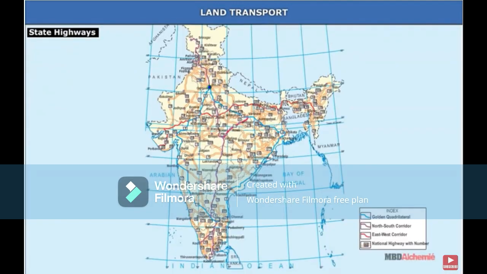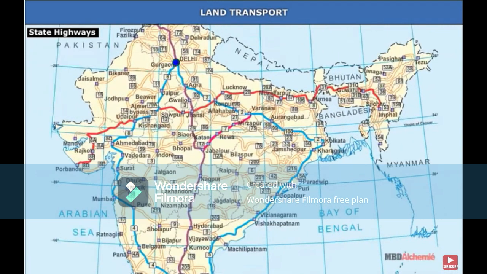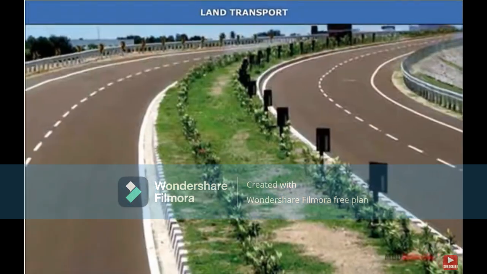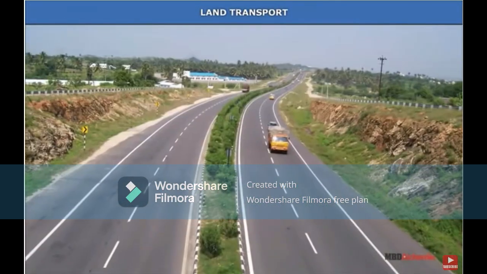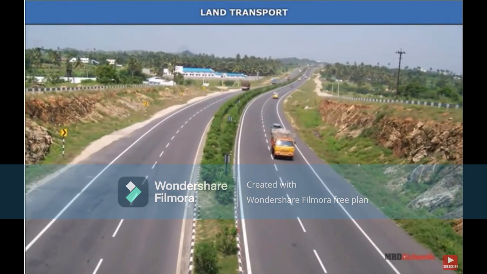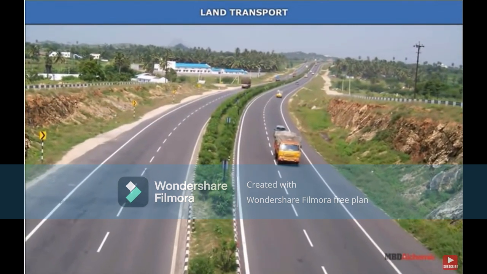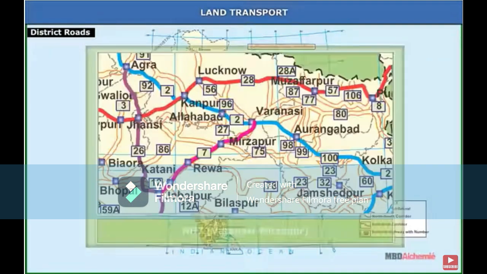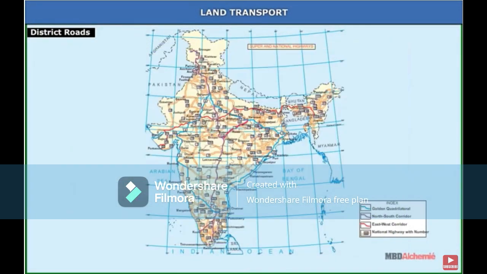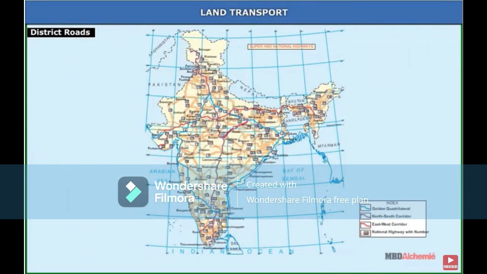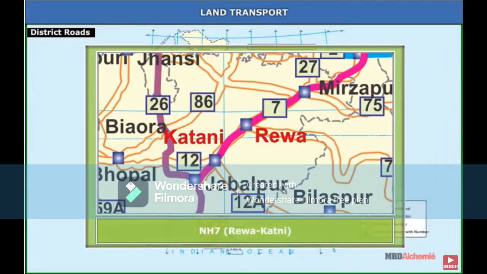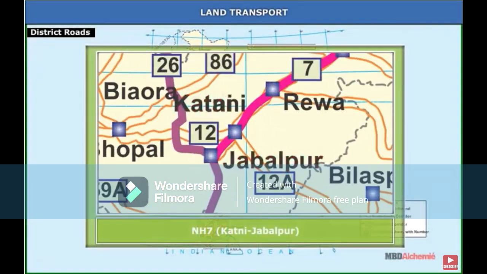Land transport. State highways. The state highways join state capitals with district headquarters. In addition, there are village roads which connect villages with neighboring towns. The Border Roads Organization constructs and maintains the border roads. Land transport. District roads. These roads link the villages and blocks in the district with the state highways. They are maintained by the Zilla Parishads.